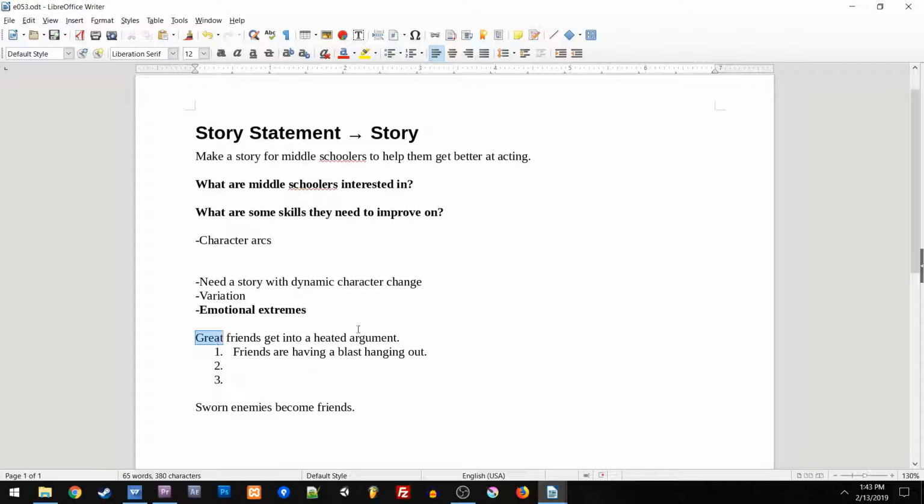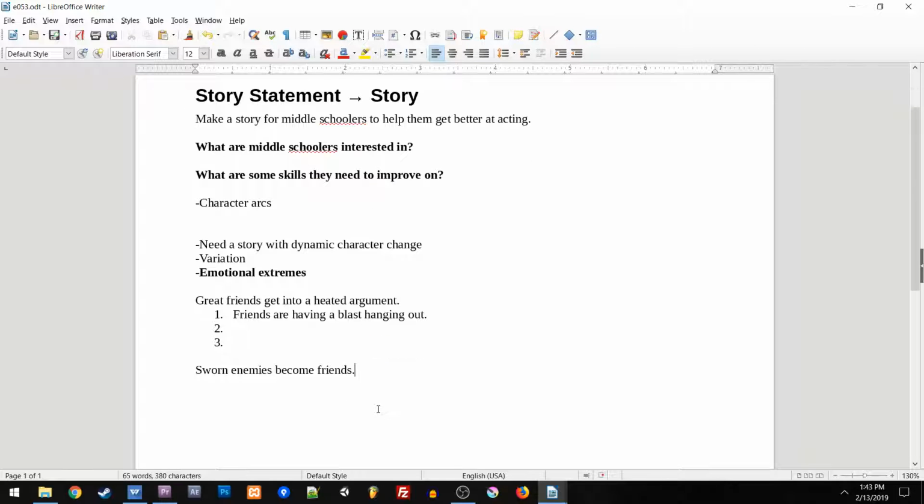So right here we've got great friends get into a heated argument, sworn enemies become friends. Let's say that instead of emotional extremes, we were looking at stories with dynamic character change, not characters feeling different things. In this case, the characters aren't really changing, they got new information and so they're responding to that new information. So let's look at characters actually changing.